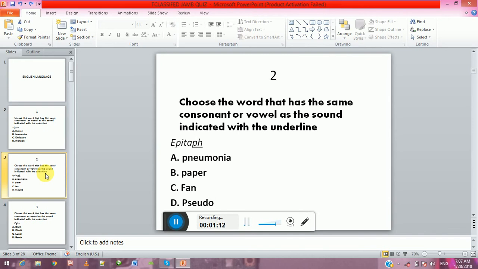Number two, choose the word that has the same consonant or vowel as the sound indicated with the underline. The word is epitaph, and the underline is under the PH. The options are A, pneumonia, B, pepper, C, fan, D, pseudo.